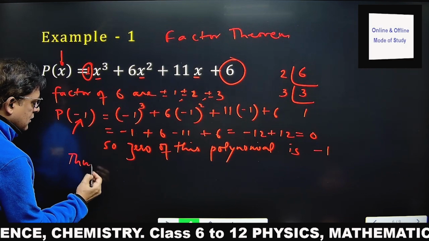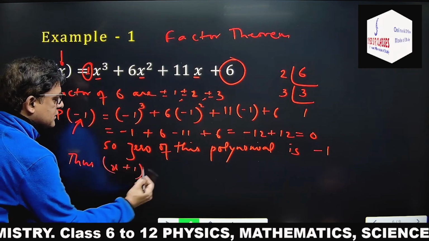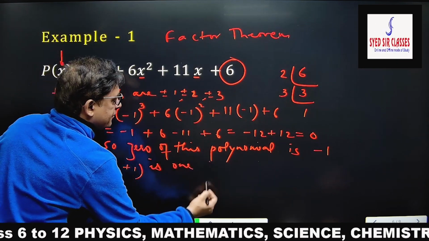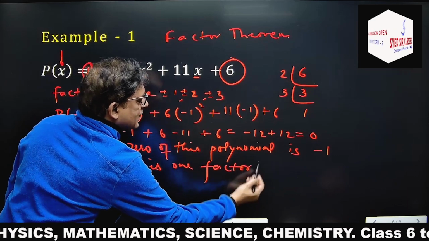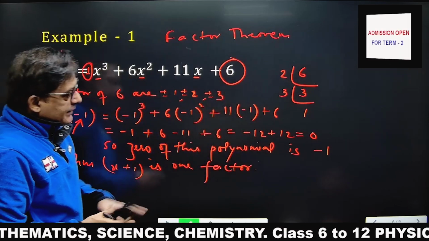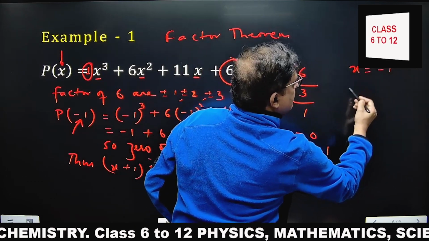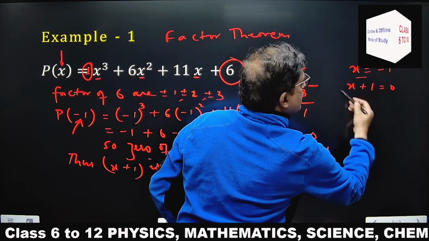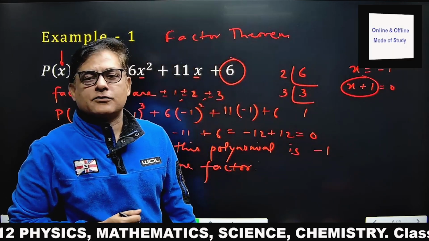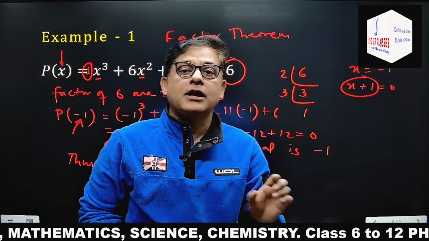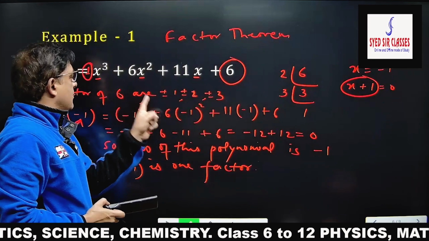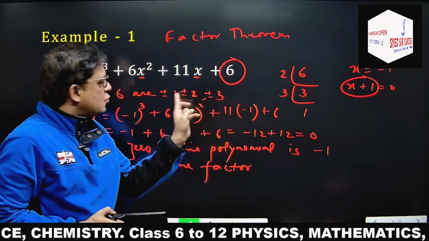Thus, x plus 1 is one factor. x equal to -1, you put x equal to -1. So take -1 this side, x plus 1 equal to 0. It means what is the factor? Factor is x plus 1. So this way we get one factor by putting the values of x as -1, -2, -3.